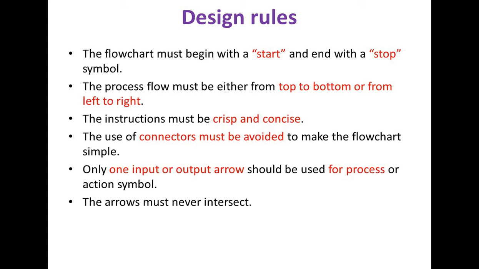So in a crisp manner, all the flowchart should have start and stop symbol, and it should be drawn either from top down or from left to right, and the instructions must be crisp. The connectors must be avoided to the maximum extent. And about the action or process symbol, only one input arrow and one output arrow related with the process symbol, and the arrows must never intersect, right? So these are the design rules of the flowchart.